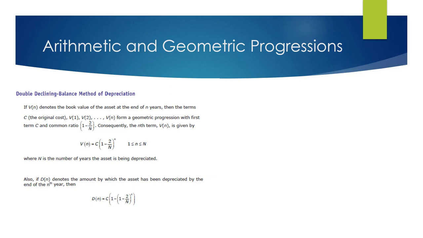Also, D of n denotes the amount by which the asset has been depreciated by the end of the nth year. Again, they're giving you another formula that you really don't need to have. If you know what the starting amount was, what it was originally worth, and you know what it is now, you don't need an extra formula to calculate how much it's depreciated, because you just take a difference. So you're going to notice I do not use this second formula at all.